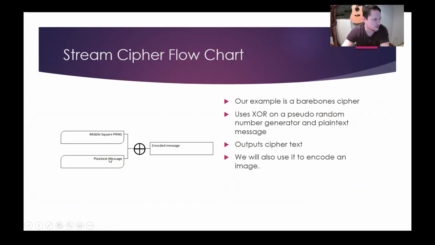So this is our flowchart for the algorithm. That circle with the cross in the middle is a symbol that represents our exclusive OR operator. And the two inputs are the plain text message, or it could be any other information. I'm going to show you how the experiment works with an image as well as plain text. And the other input is your pseudo-random number generator, and the one we'll be using is the middle square pseudo-random number generator. And the output is an encoded message.